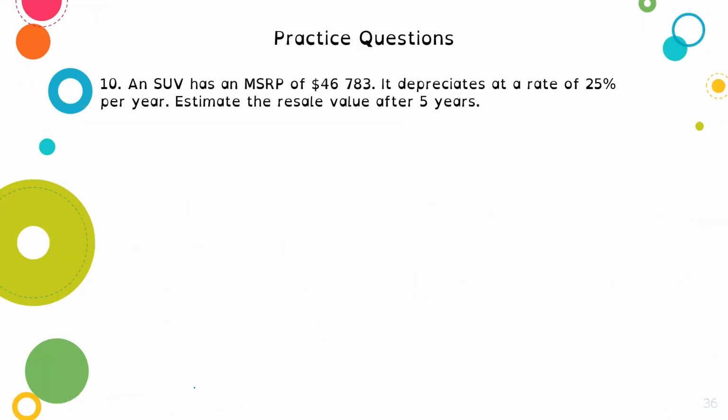All right, so question 10. An SUV has an MSRP of, so a price of 46,783, and it depreciates at a rate of 25% per year. Estimate the resale value after 5 years. So we have our value is equal to our price times 1 minus R to the exponent N. So our value is what we're looking for.